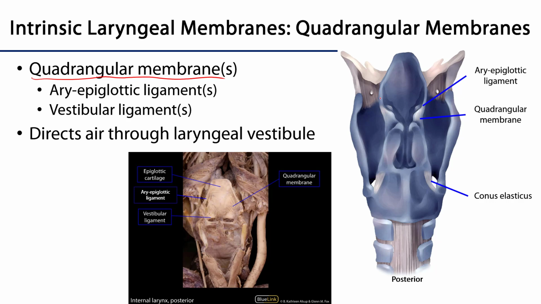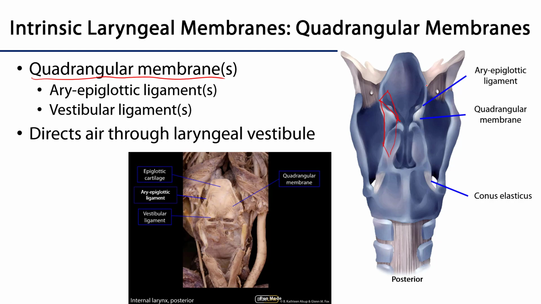But first, let me just outline those quadrangular membranes here. So it would look kind of like that. Please excuse my drawing ability here. And these extend, I guess I did a poor job, but they extend even onto the epiglottic cartilage there.